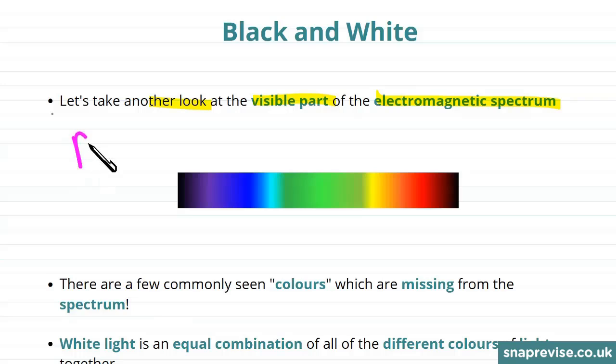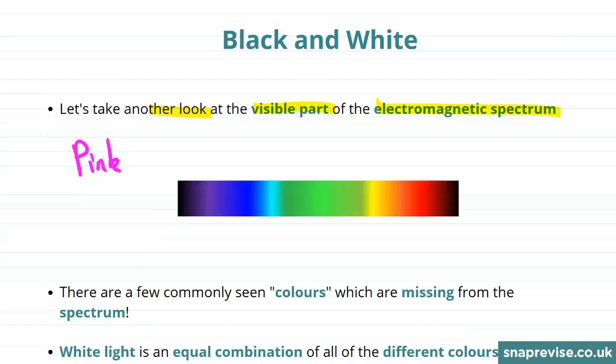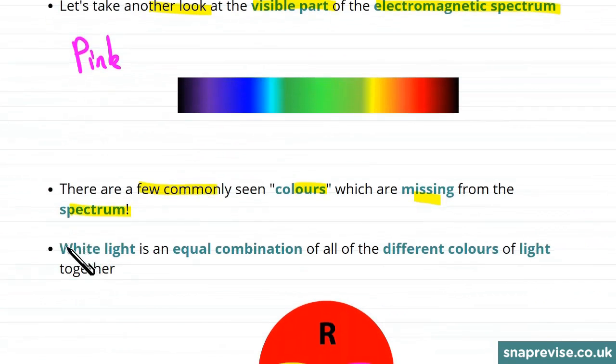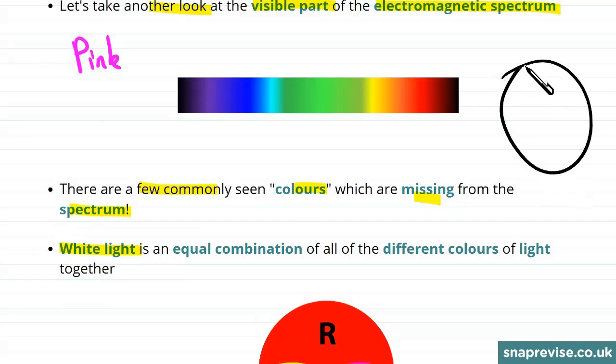So for example, there's pink. And pink is quite interesting, so we'll mention that a bit more later. But there's a couple more really important colours that we're missing. A few very commonly seen colours which we're not seeing in this spectrum. So one example is white light. For example, most of this screen is white, so where is white in this spectrum?